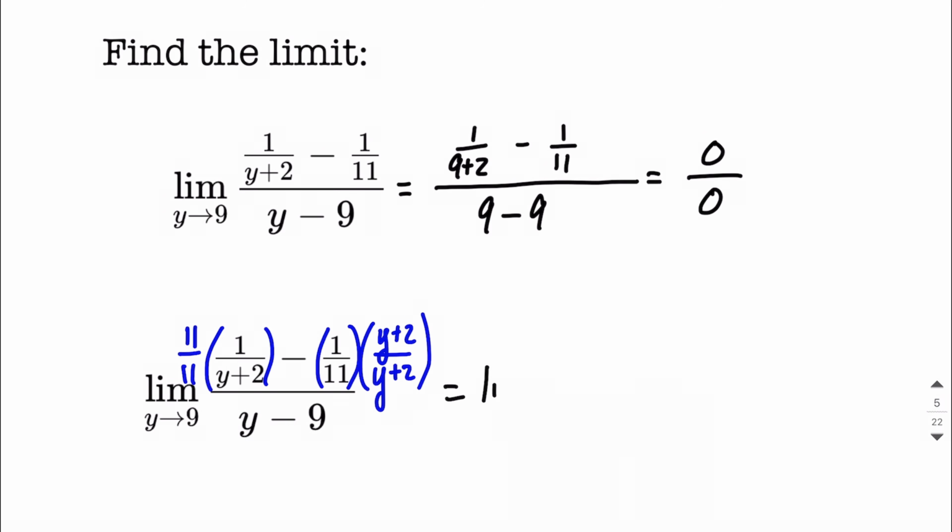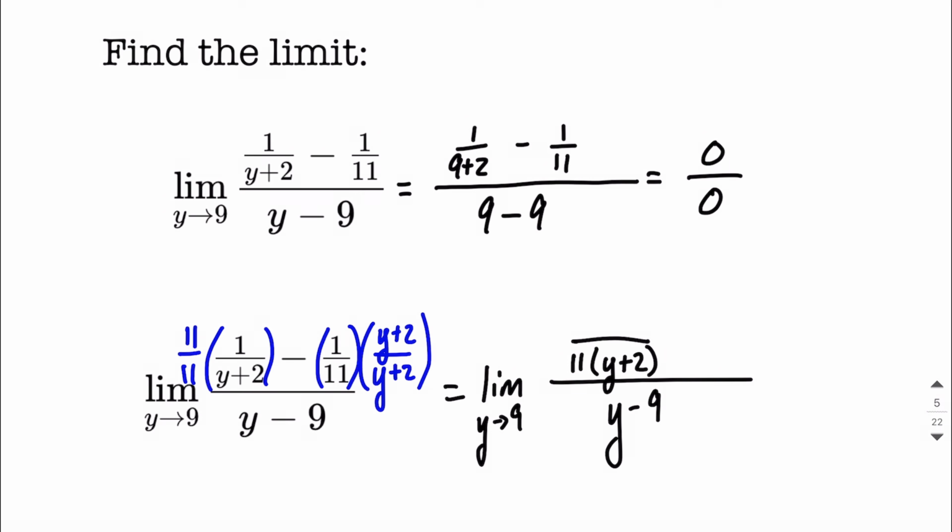All right, let's take our time. We're going to get the limit as y approaches 9. For the time being, I'll leave it as y minus 9 down here. And then let's think about our fractions. Well, each of them is going to have 11 and y plus 2 in the denominator. But the numerators, we're going to multiply those together as well. So we have 11 times 1, makes it 11 for the numerator of that first fraction. And then we have 1 times y plus 2 in that second fraction. All right, not too bad.